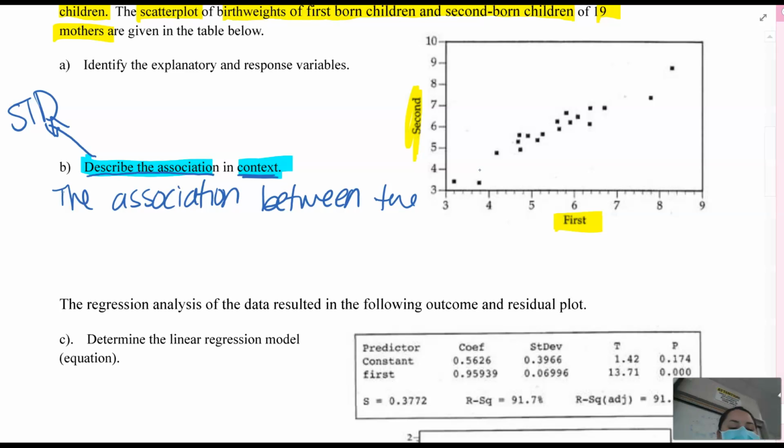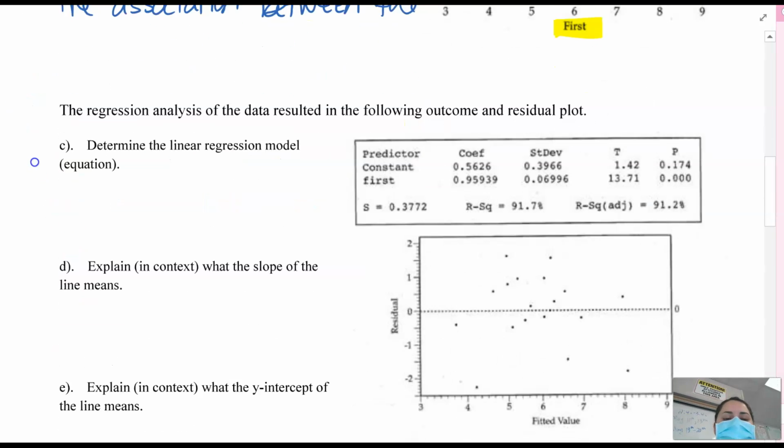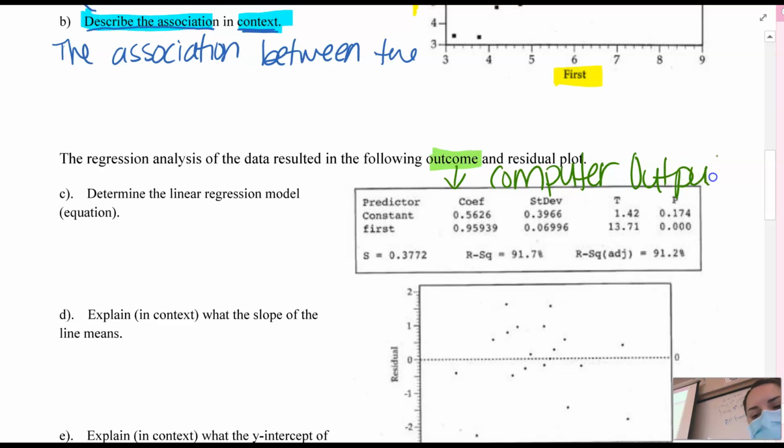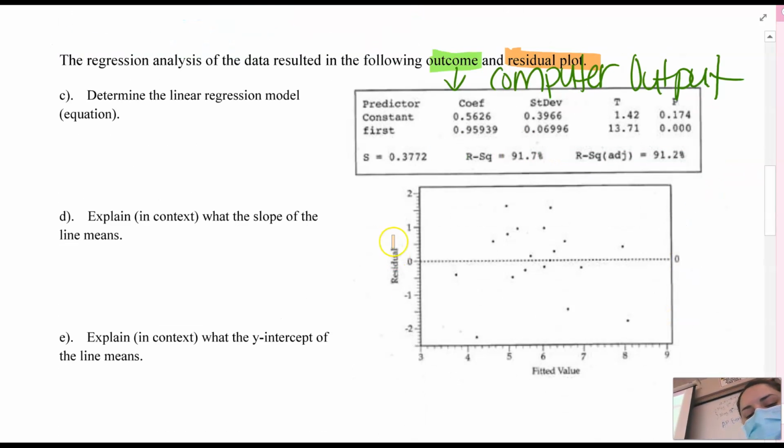All right, then for part C, it says that the regression analysis of the data resulted in the following outcome and the residual plot. It gives you a computer output. This is the outcome, the computer output, and the residual plot is this plot down here, because that says residual.